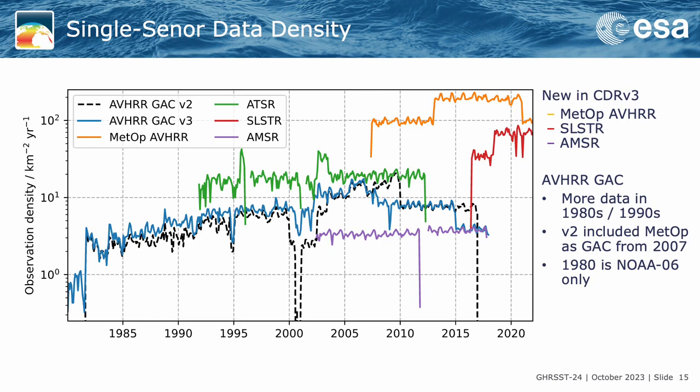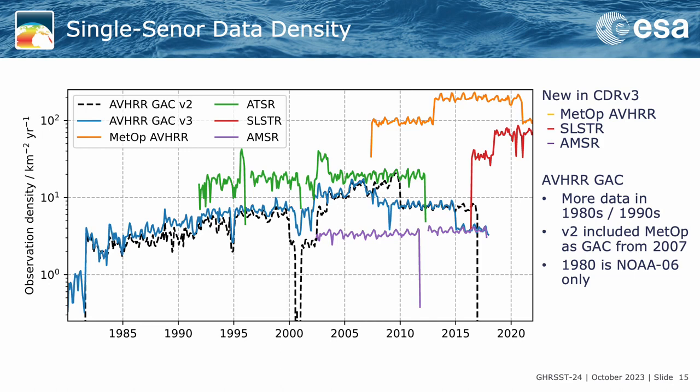This slide shows the data density for all the single sensor CCI products. Version 3 AVHRR GAC is shown in blue, while the black dashed line shows the equivalent from version 2. We can see that the additional AVHRR1 sensors and recovered orbits has improved GAC coverage through the 1980s and 1990s.